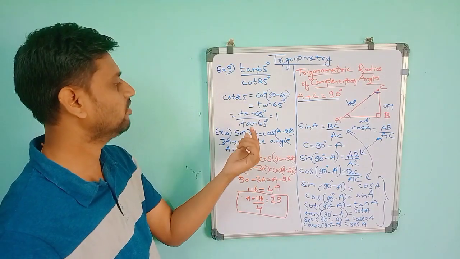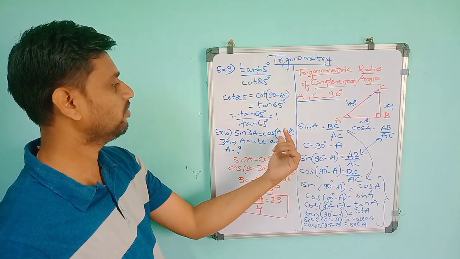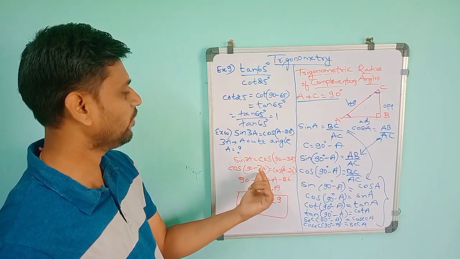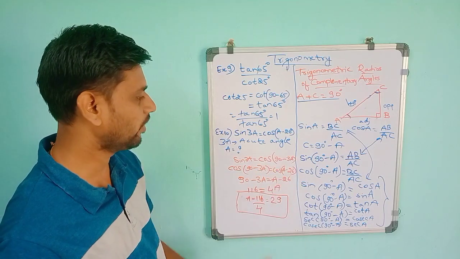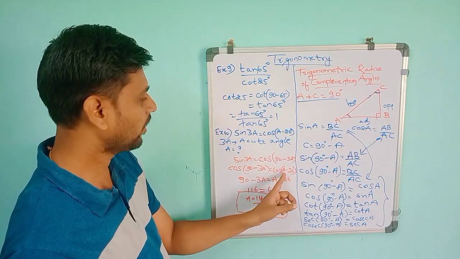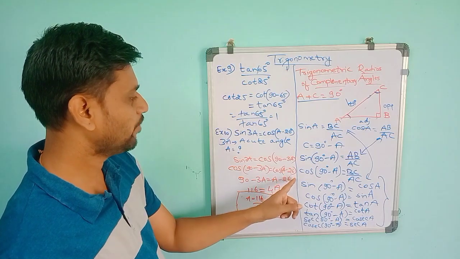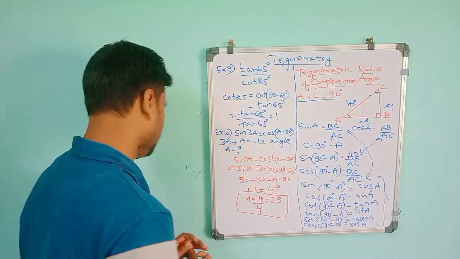Only you have to convert this sin in terms of cos. Then this will become cos only. Cos of 90 minus 3a is nothing but this, because this is also an acute angle. A minus 26 is also an acute angle. So cos of A minus 26.